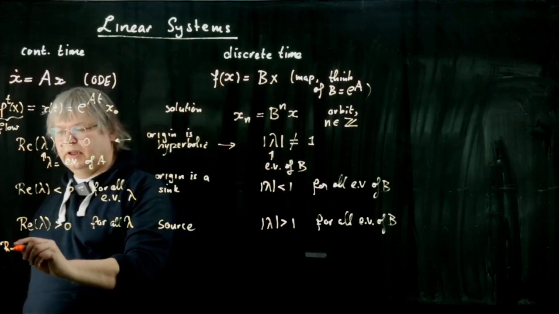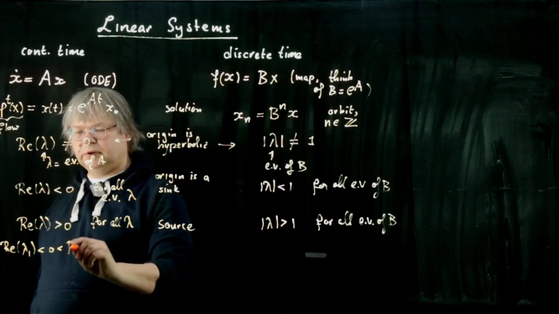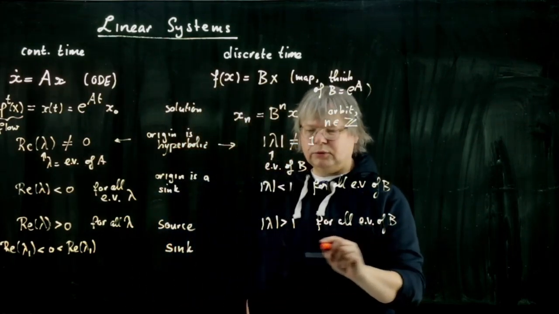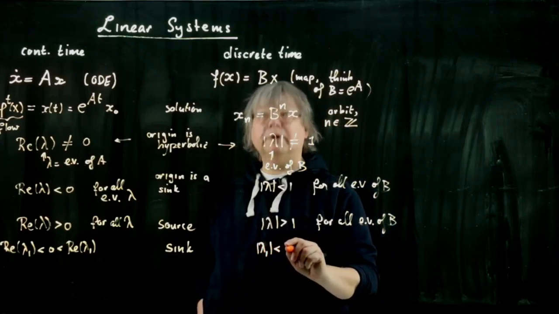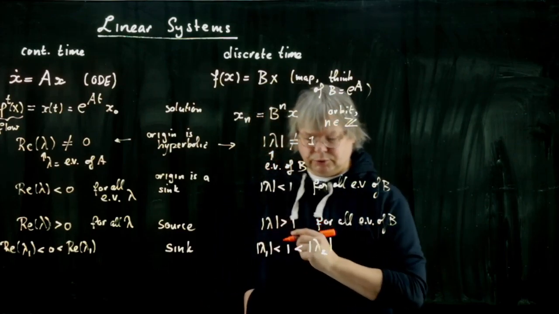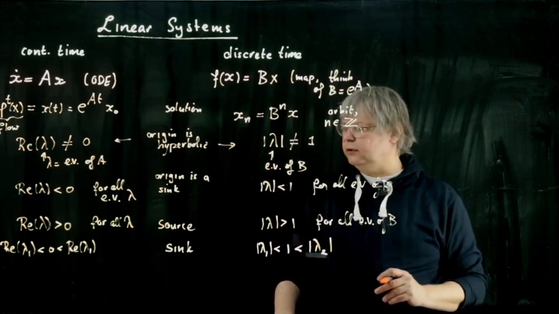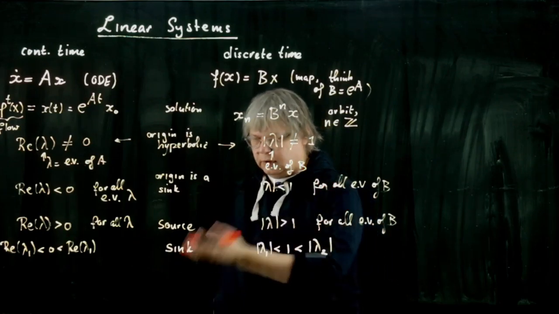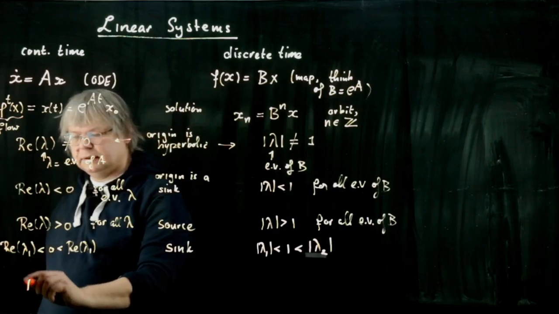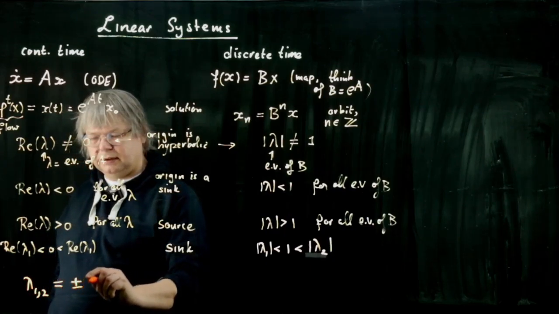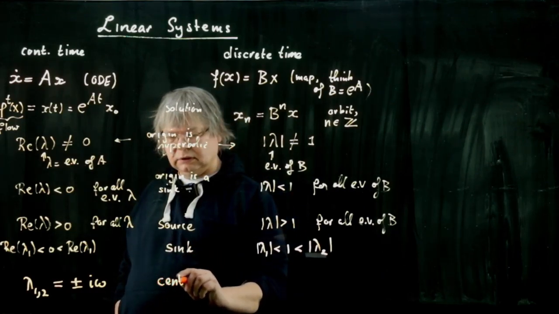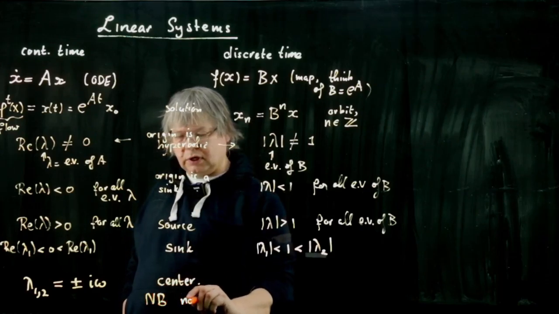And it could also be that one eigenvalue has a negative real part and the other has a positive real part. And in that case, we call the stationary point a saddle. And the counterpart for the fixed point of a discrete time linear system is when one eigenvalue is inside the unit disk and the other eigenvalue is outside the unit disk. And of course, then you can ask yourself, what happens if there are eigenvalues on the imaginary axis or on the unit circle? So in that case, lambda 1 and 2 are plus or minus i omega. And in that case, we speak of a center. And note, this is non-hyperbolic.